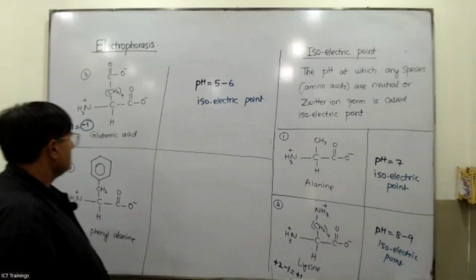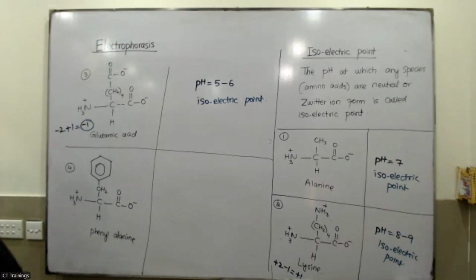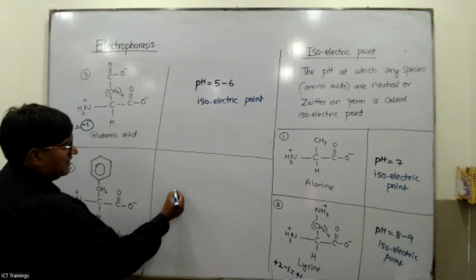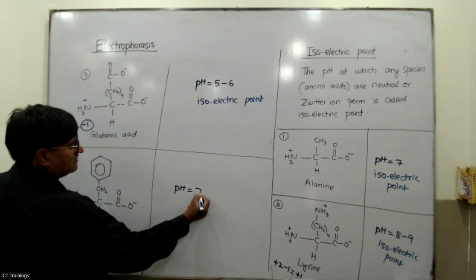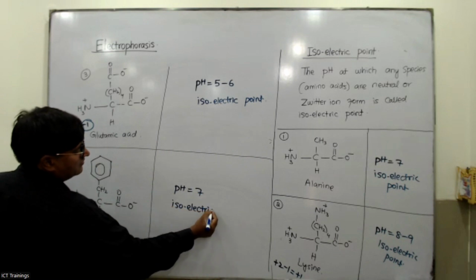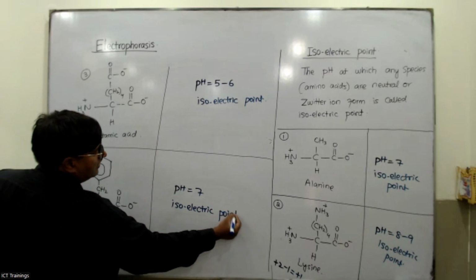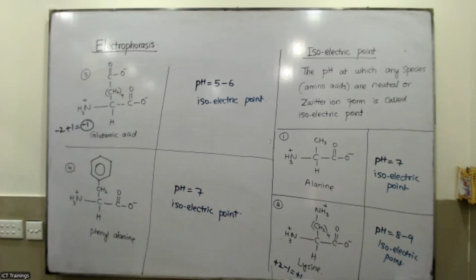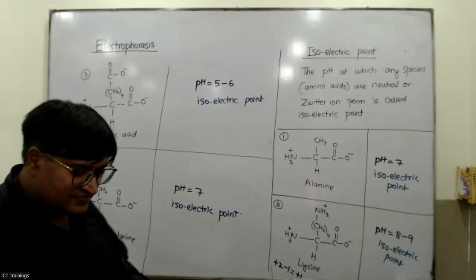Varsha, if you come up here, what pH is the isoelectric point for it? It's already neutral, so what should be the pH? pH 7, that is the isoelectric point for it. Okay, did you get it, guys? Yes, sir.